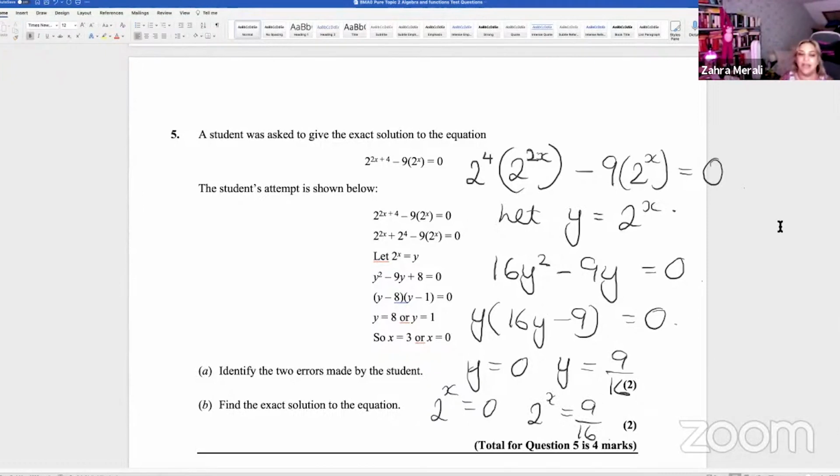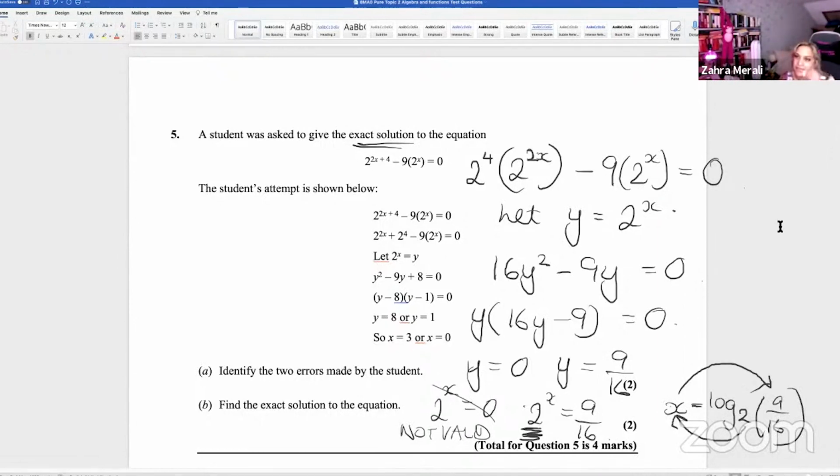An exponential can never be 0, so we're going to say not valid. We'll put a cross through it if we want. And here we want an exact solution, so we're going to take logs. So x is the same as log to the base 2 of 9 over 16, because essentially you always have the base to the power of whatever equals. So that's how you convert back from logs, and that's your exact solution.